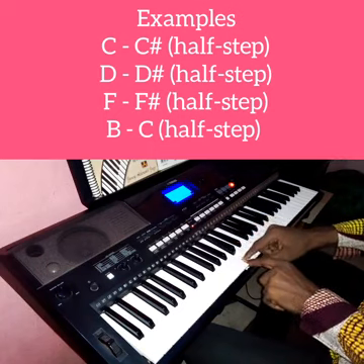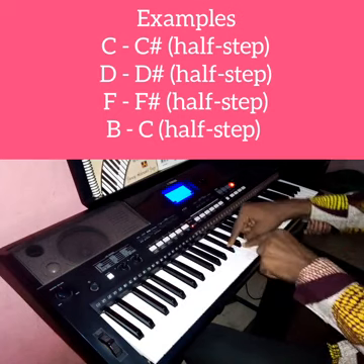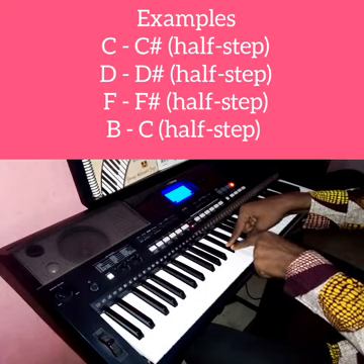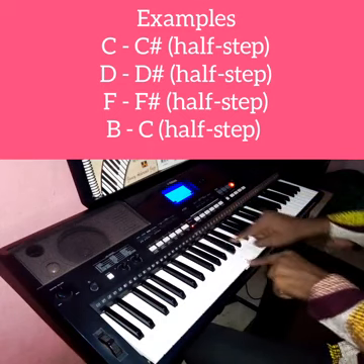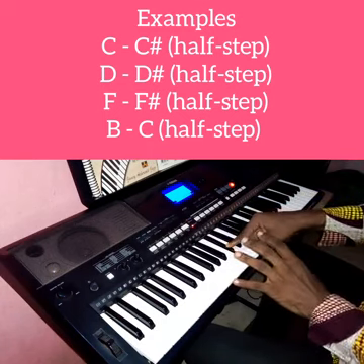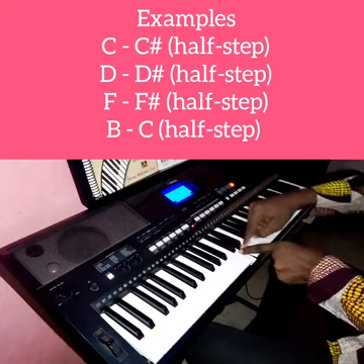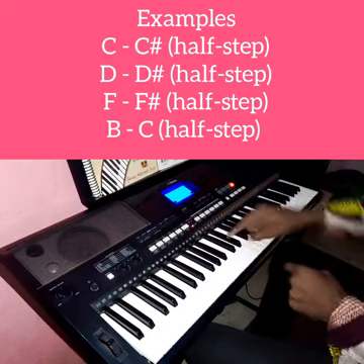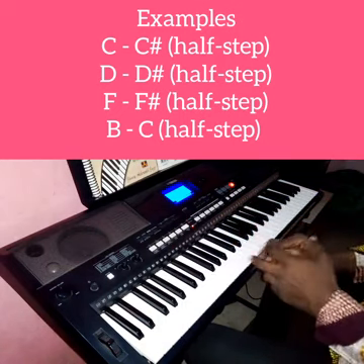So this is C. C goes the least distance moving down to here, which is C sharp, before getting to D. So C to C sharp is a half step, and also C sharp coming down to D is also a half step. That is the shortest distance moved between notes. Let me be more elaborate with that.